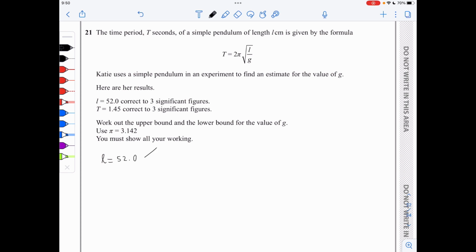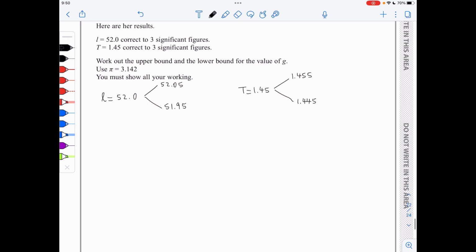So 52.0 to 3SF means we are between 52.05 and 51.95. For capital T, it's 1.45 to 3 significant figures. So it's between 1.455 and 1.445. Now I will take the formula given.